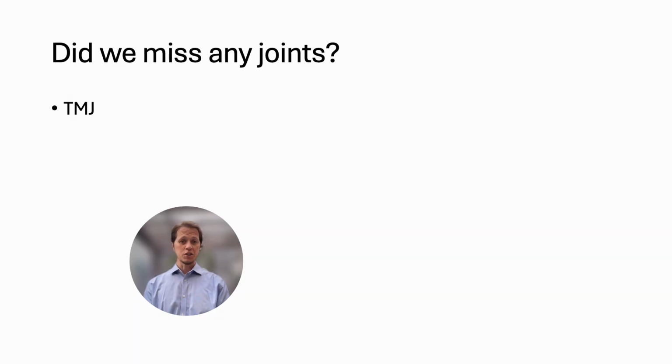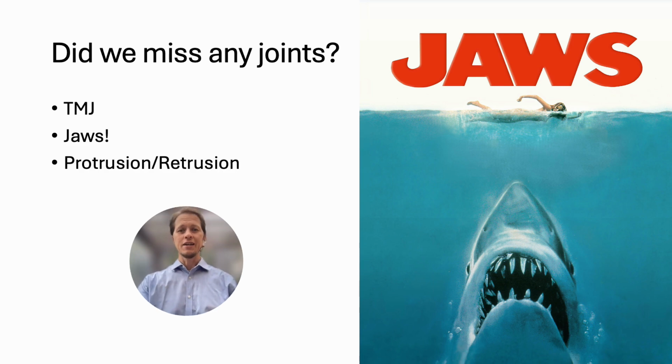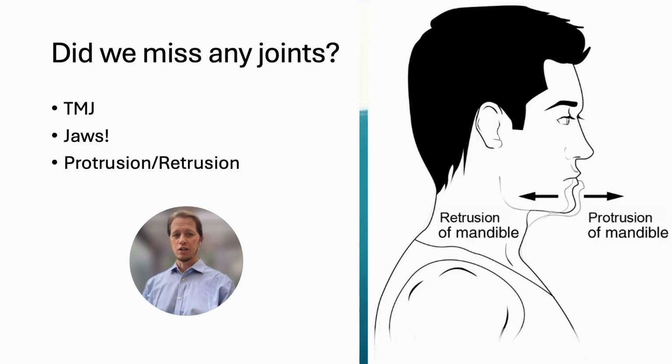Okay, and that's it for the motions, but we still have one joint to go, and yeah, the TMJ, right? Your jaws. Think about your jaw motion. Your jaw does move, and it's called protrusion and retrusion. And just think from the side, when you stick out your jaw, that is protrusion, and then when you bring your jaw back in, that is retrusion.